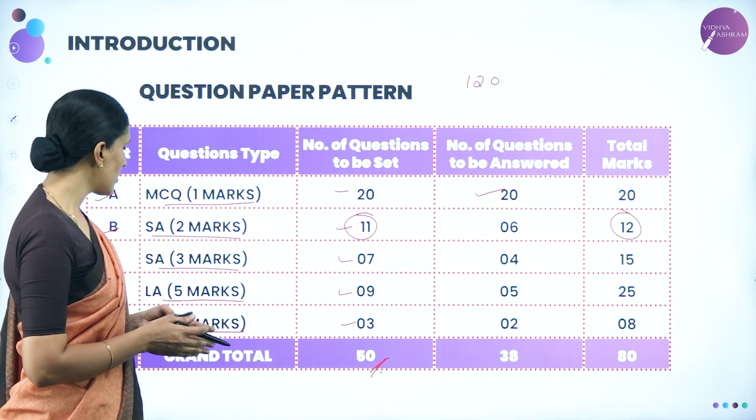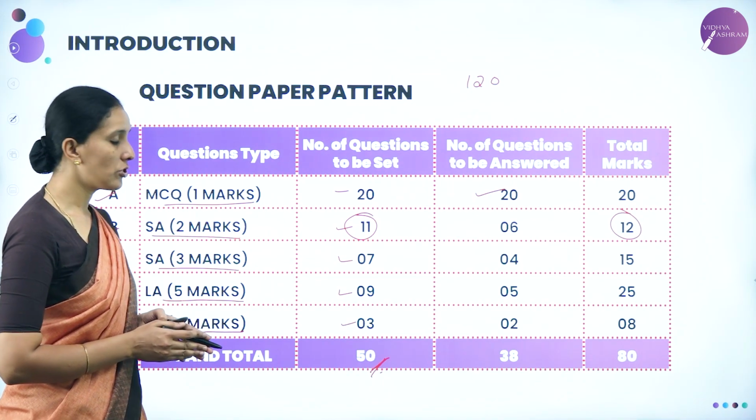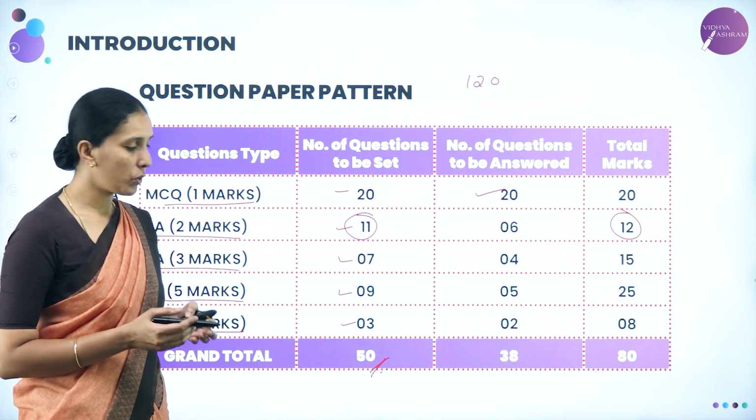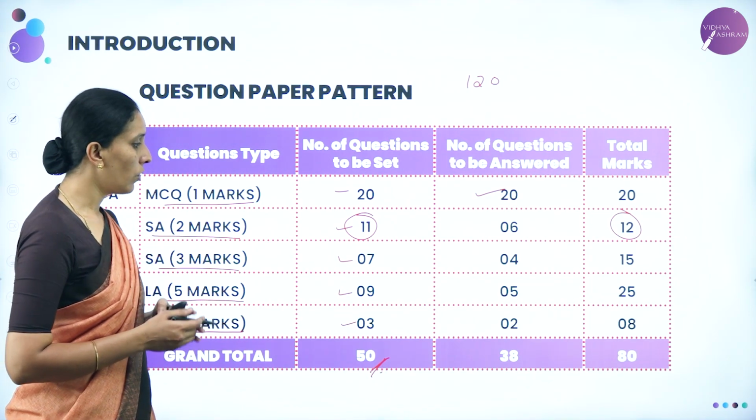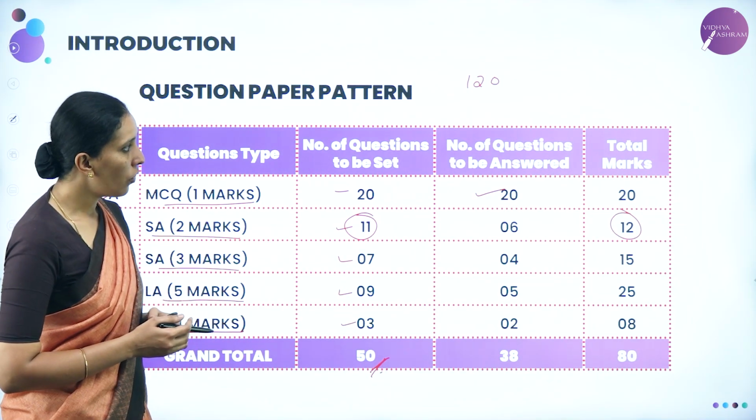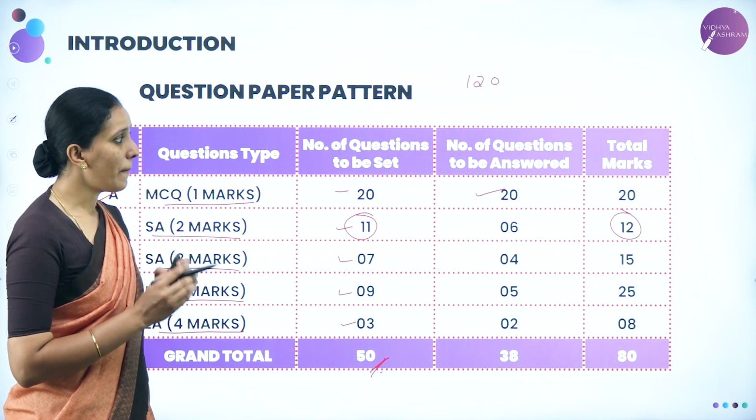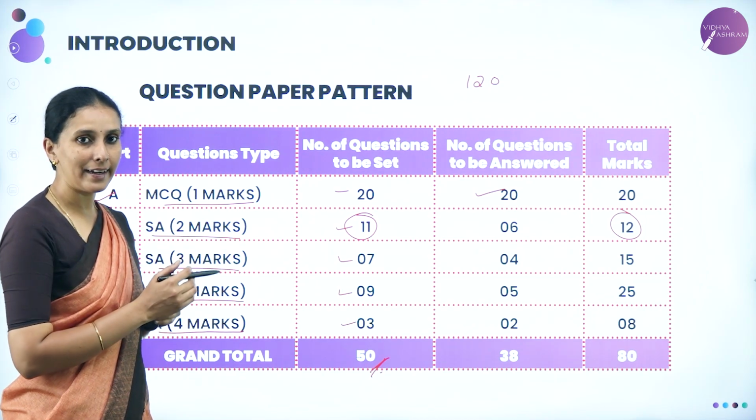Next, long answers of 4 marks. So there are 3 questions, but you are supposed to answer any 2. Choose any 2 questions out of 3 questions. So 4 2s are 8. So overall, the number of questions to be answered is 38 and the maximum marks you can attain is 80.